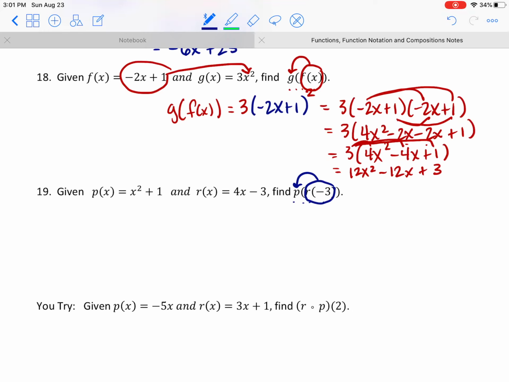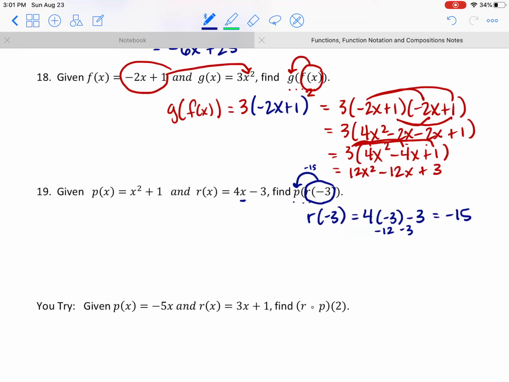First, I have to figure out what r of negative 3 is. So r of negative 3, I find by plugging negative 3 into r. So 4 times negative 3 minus 3, right? Negative 3 has to go into r of x, so right there. And this ends up being negative 12 minus 3, so negative 15. So this is asking us to take r of negative 3 and plug it into p. So we just figured out that r of negative 3 was negative 15. So that means we're going to take that negative 15 and plug it into p.